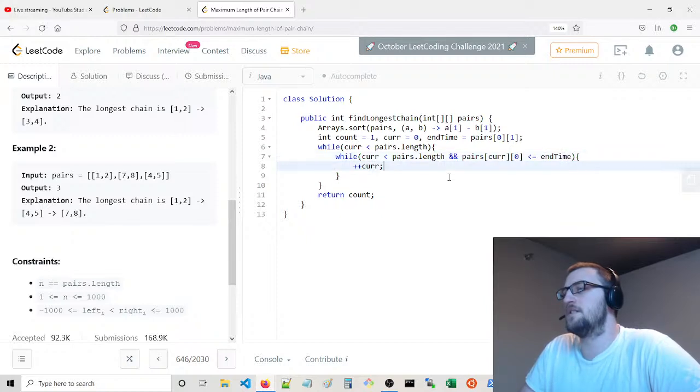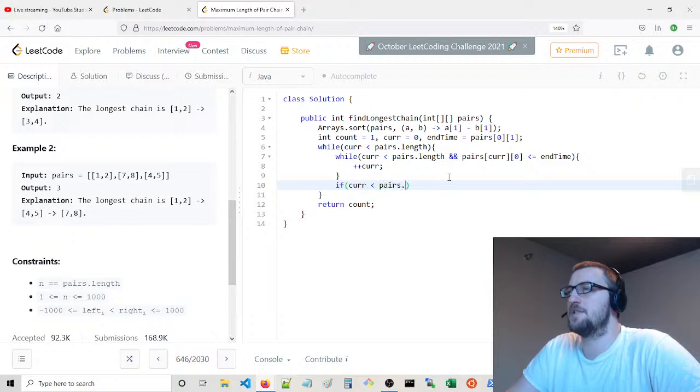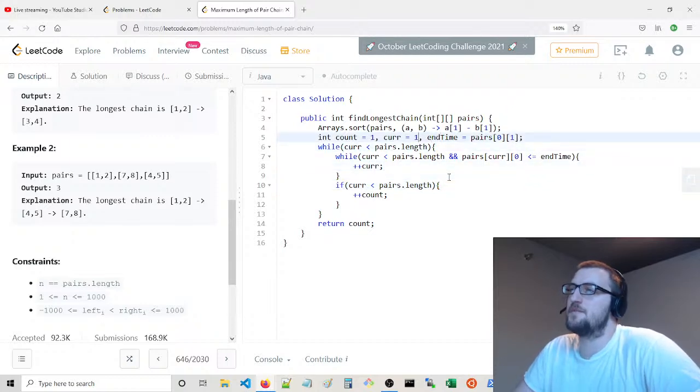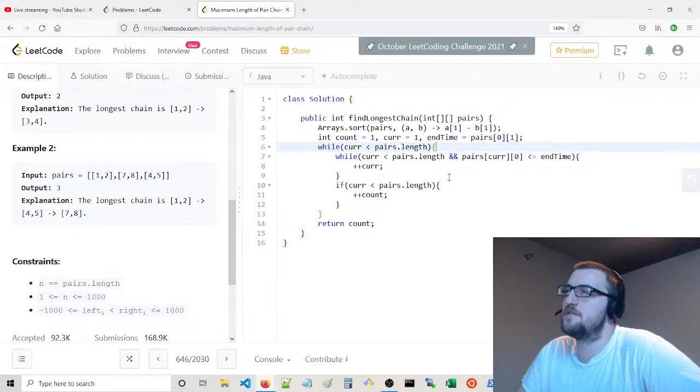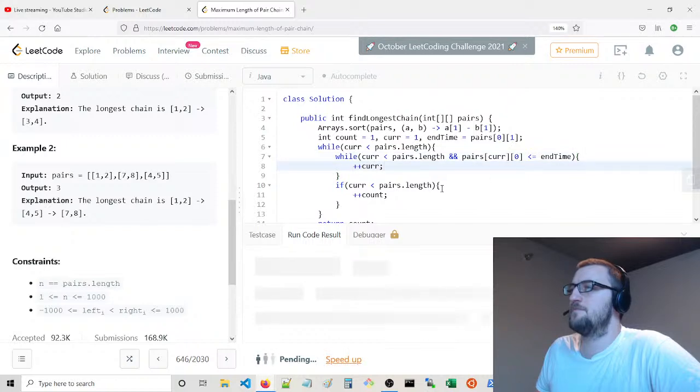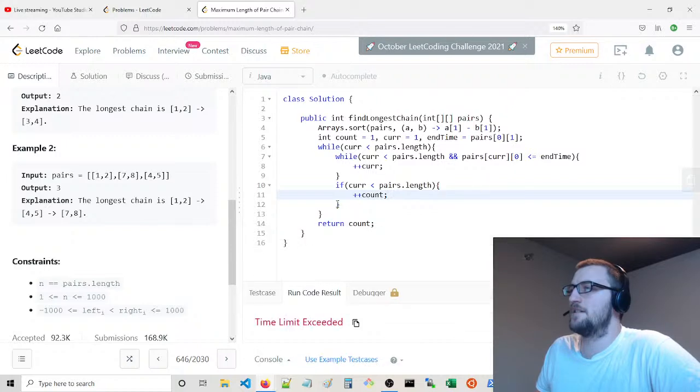And then you just say something like if current's less than pairs.length, then increment the count. So you found another pair, and so current really should start off at 1. Something like this. Oh, I have to update the end time. This is wrong. TLEs, yeah. That's kind of interesting.